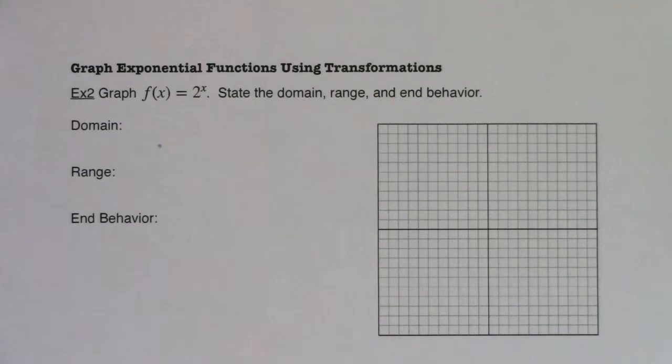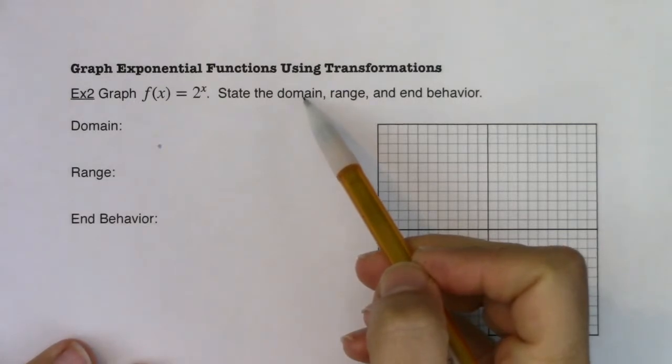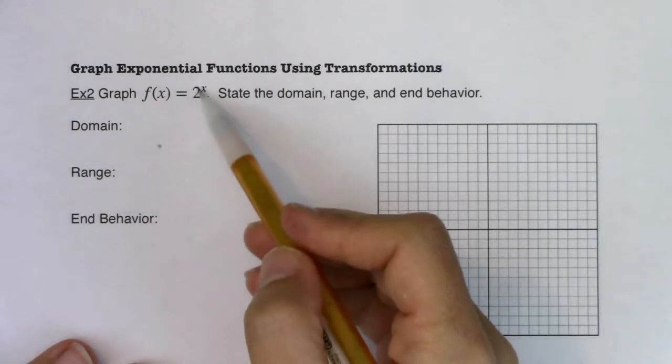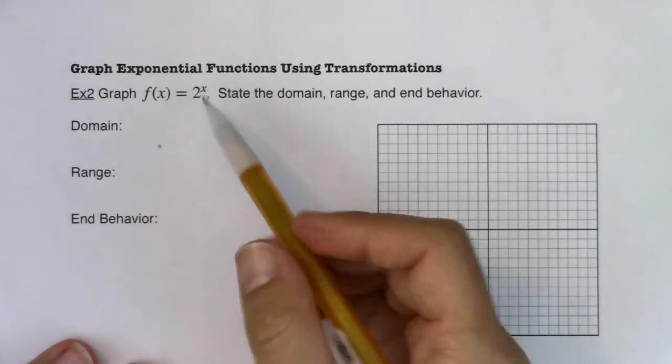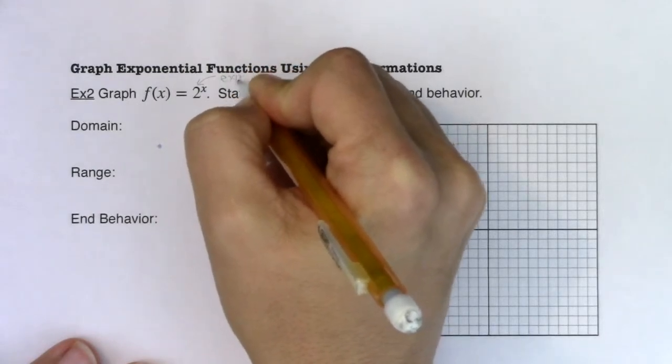31, let's take a look at example 2. I want to graph the function 2 to the x, and I'm asking you for a few traits, like domain, range, and end behavior. So one thing I want to just take note of is that my base is larger than 1. So just right out the gate, I know I have exponential growth.